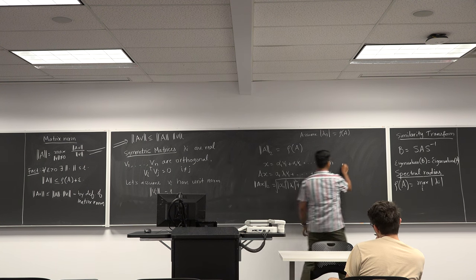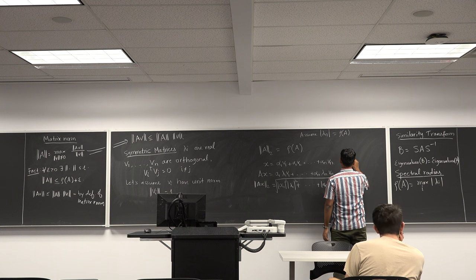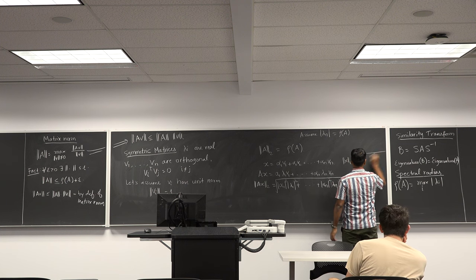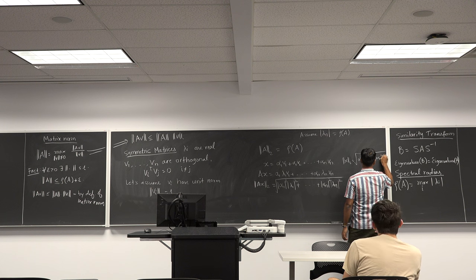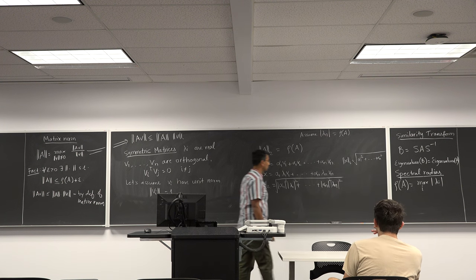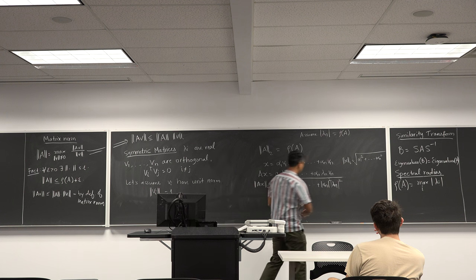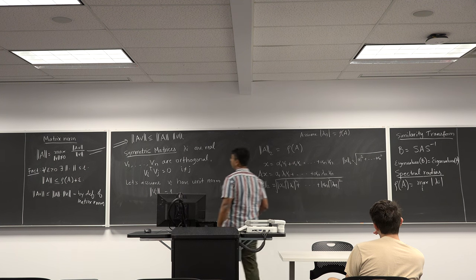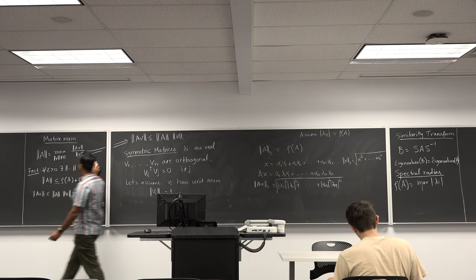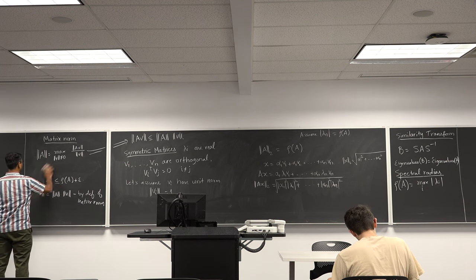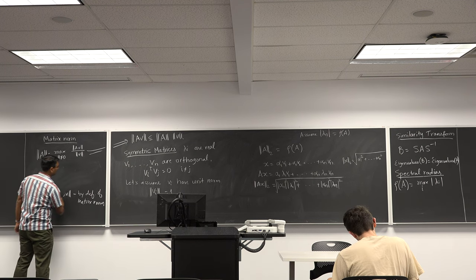And same thing, the norm of x is the square root of alpha 1 squared up to alpha n squared. So if I want to find the matrix norm, let me erase this thing here.